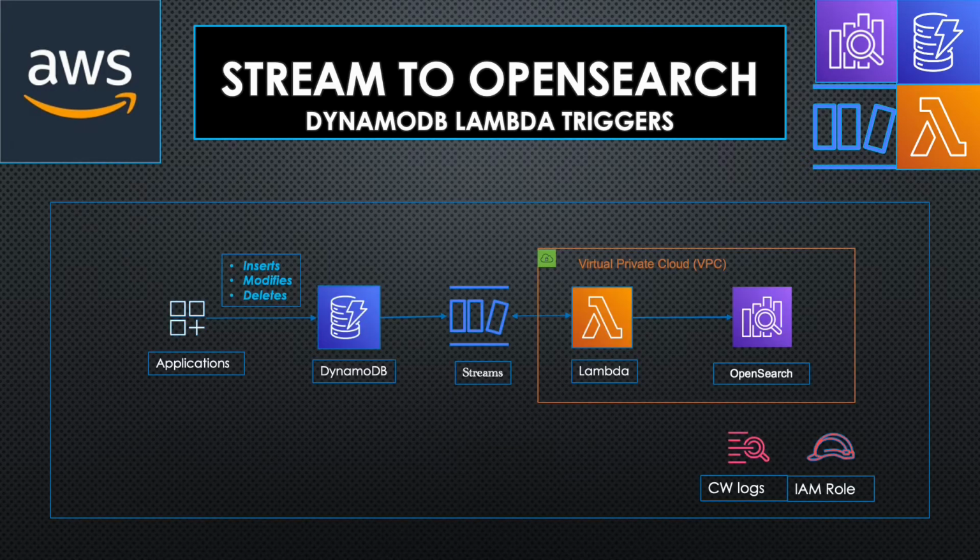So this is what we are going to build today. Enable the DynamoDB stream and attach a Lambda trigger to it, which then writes the data to the OpenSearch domain. Let's get started.